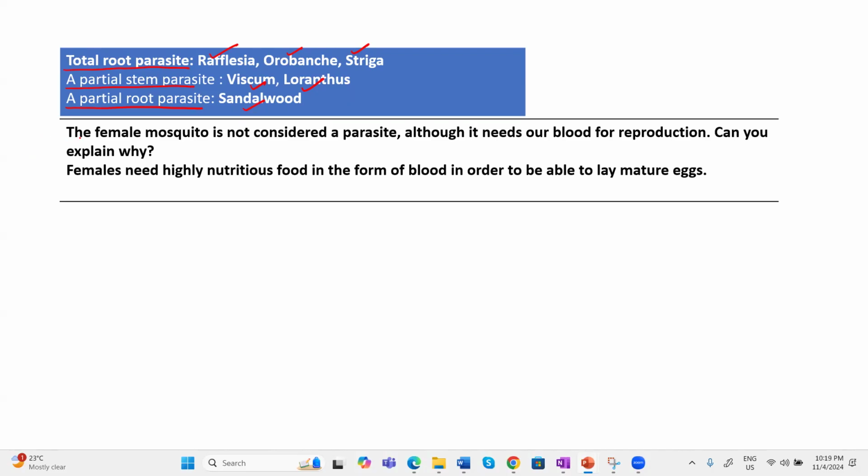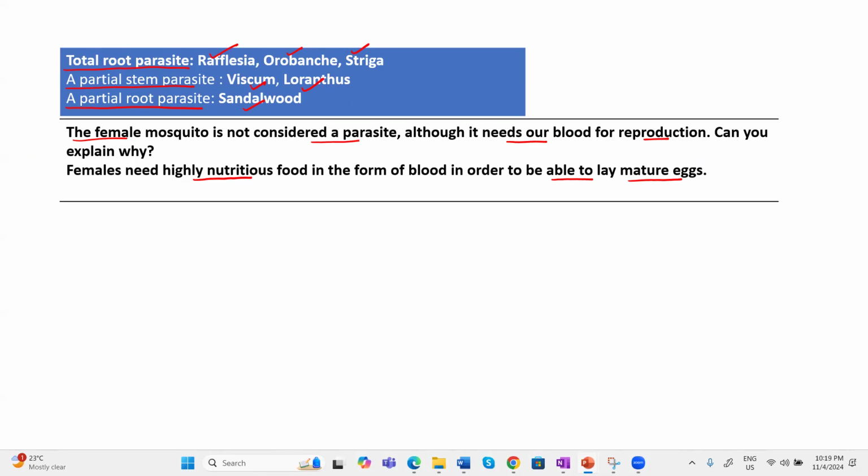Now NCERT is asking this question: why is the female mosquito not considered a parasite, although it needs our blood for reproduction? The main thing is, why does the female mosquito require our blood? Because it wants high nutritional food so that it can lay mature eggs. Is it clear? So it is not considered a parasite because it is not coming for taking a free meal or free lodging. The criteria was free lodging and free meal. So they are not coming for that. They are just coming for the development of their own eggs.